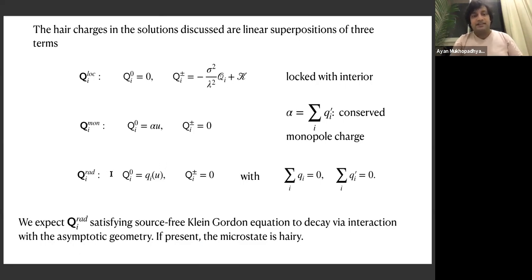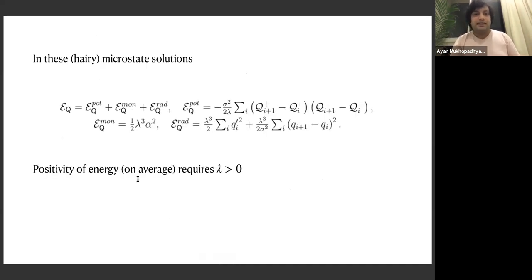So now what we expect is that this particular part, which lives in the throat, will actually escape to the asymptotic geometry, and it interacts with the asymptotic geometry. So this part will not remain with the microstate. Although the microstate can support this kind of hair, the hair will somehow decay, and it will not remain with the microstate. But the monopole cannot be radiated away by gravitational radiation, so it will stay with the black hole.